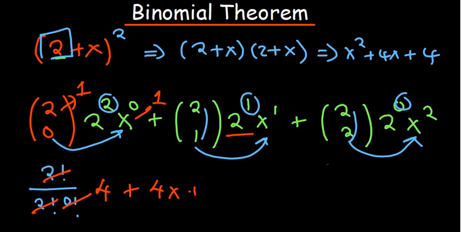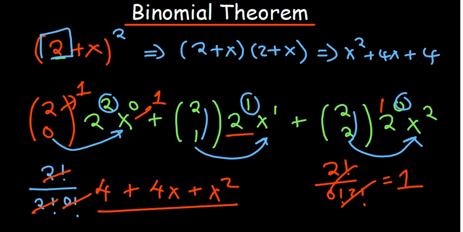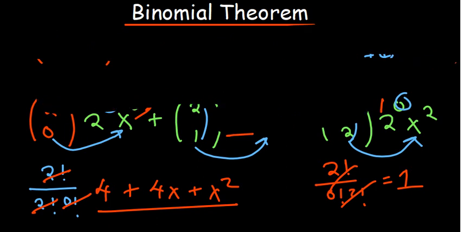And then for the last part, 2 choose 2 is the same as 2 factorial over 2 minus 2, which is 0 factorial, and then 2 factorial. This also becomes equal to 1. It will always be equal to 1. So we have 1 times 2 to the power 0, which is 1 as well, so you just have x squared. So this is matching up with that part. Okay, so that's the way the binomial theorem basically works when it comes to expansions.